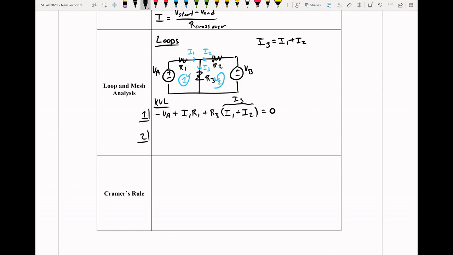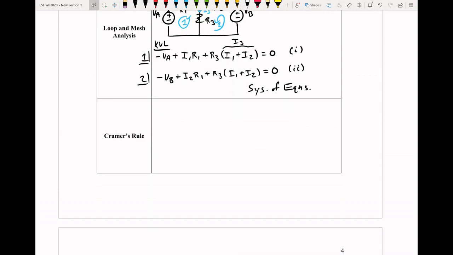If we come and write loop 2, we'll do something similar. We'll walk around. I2 times R1 plus R3, I1 plus I2 will be equal to 0. Okay, and so this will be our first equation, this will be our second equation. And you're just going to solve the system of equations from there. And there's a few methods to solve systems of equations. You can do plug and chug, or you can do Cramer's rule.